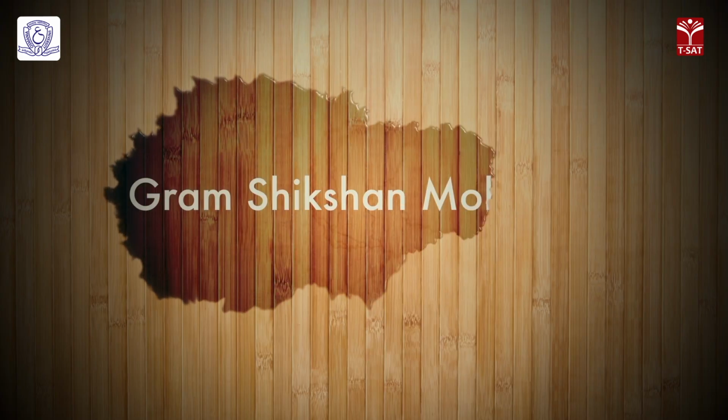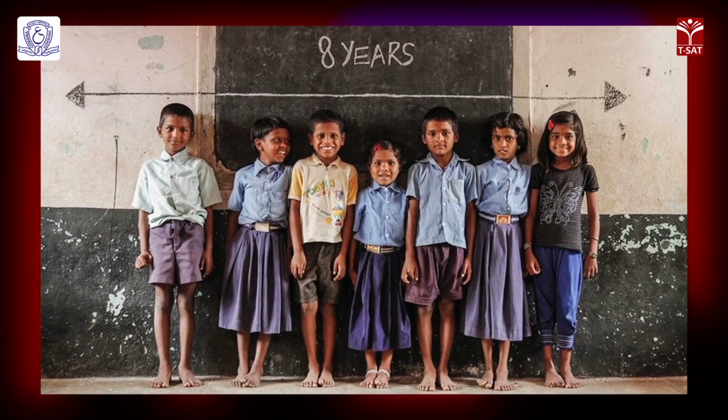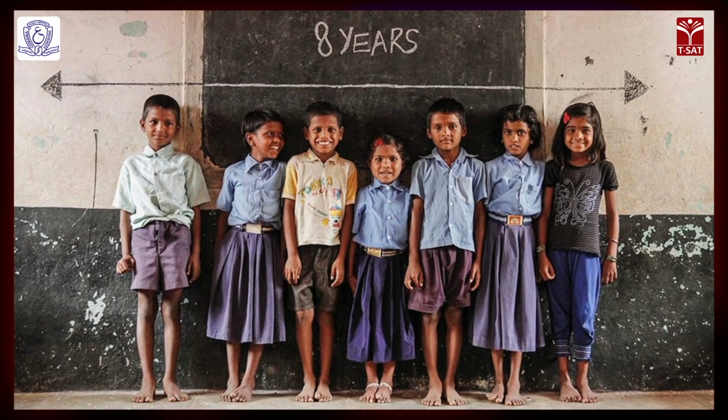The second program was a movement for literacy started in the rural areas, which was first started in Satara district of Maharashtra in 1959, which was later extended to other parts of the state. The program aimed at imparting literacy skills within a period of 4 months.